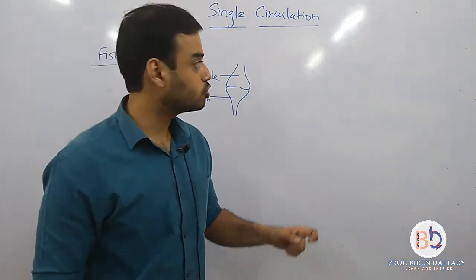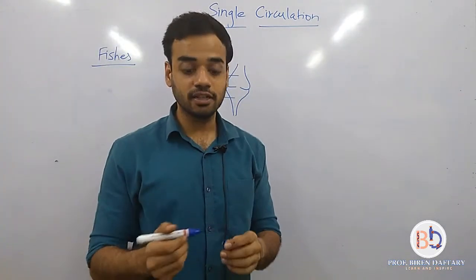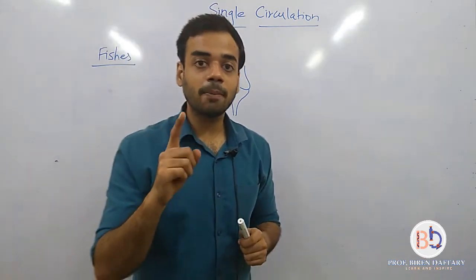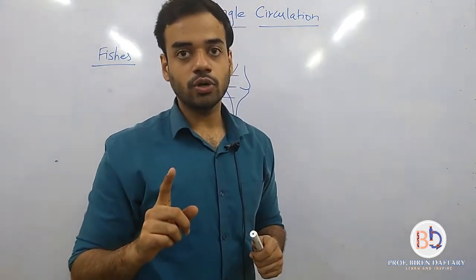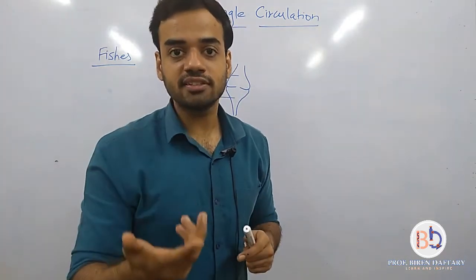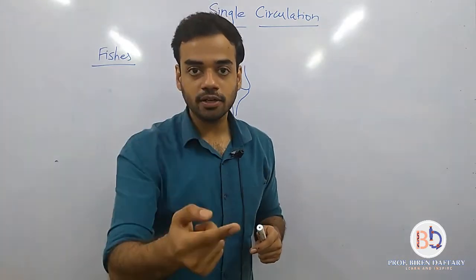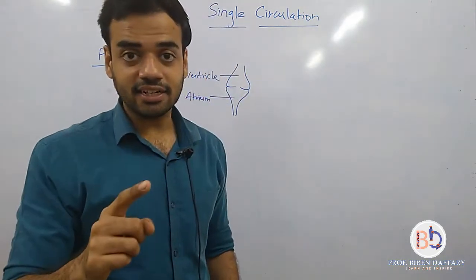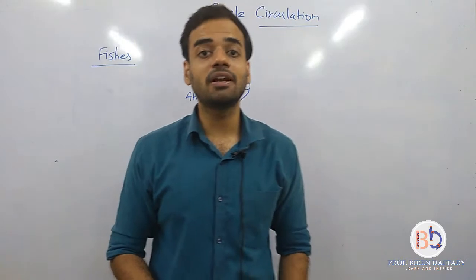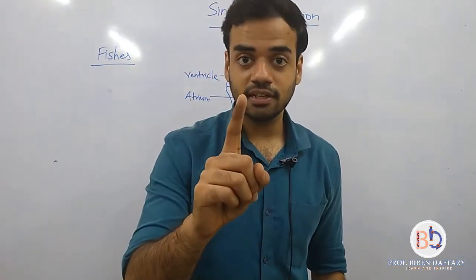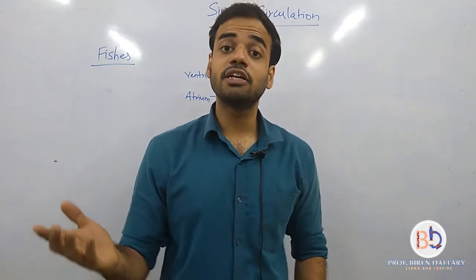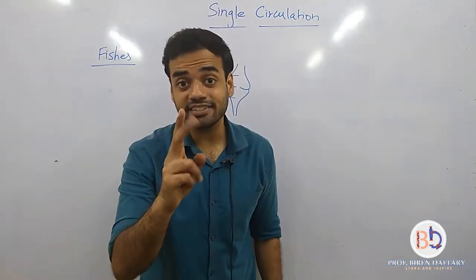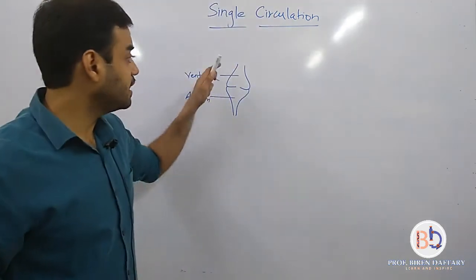Now fishes show this single circulation. What is the meaning of single circulation? So single circulation means that the blood passes through the heart only once. Okay, so that entire circuit, what is the circuit? Heart gives the blood, okay, the blood goes to the body and it comes back. So in that entire circuit between the heart and the body, the blood is passing through the heart only once. That is called single circulation. When we study double circulation, you will realize that the blood is passing through the heart twice in one single circuit.